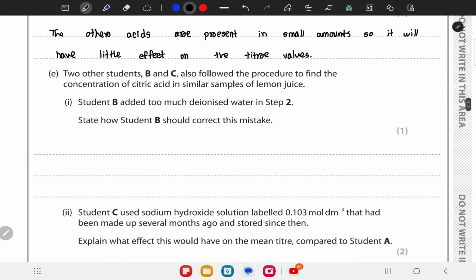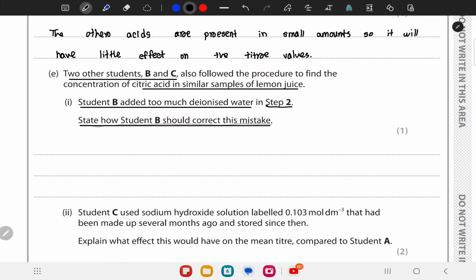Now moving on to part E, we are given that 2 other students B and C also followed the procedure to find the concentration of citric acid in similar samples of lemon juice. Student B added too much deionized water in step 2. We have to state how the student should correct this mistake. We can restart our experiment over here, or we can transfer it to a larger volumetric flask and then do the experiment over there.